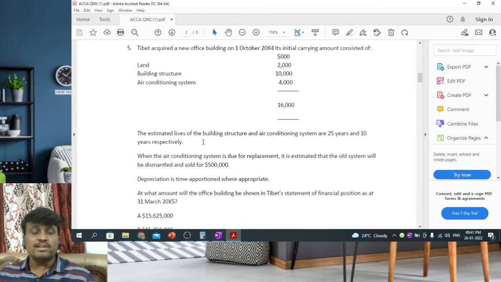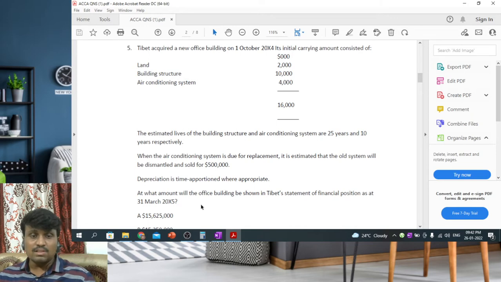Tibeta acquired a new office building on 1st October 2004. Its initial carrying amount consisted of land, building structure and air conditioned system. The estimated lives of the building structure and air conditioned system are 25 years and 10 years. When the air conditioner system is due for replacement, it is estimated that the old system will be dismantled and sold for 5 lakh, which is nothing but scrap value. Depreciation is time apportioned where appropriate.